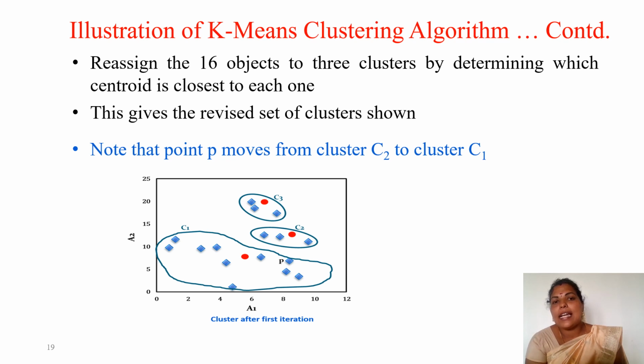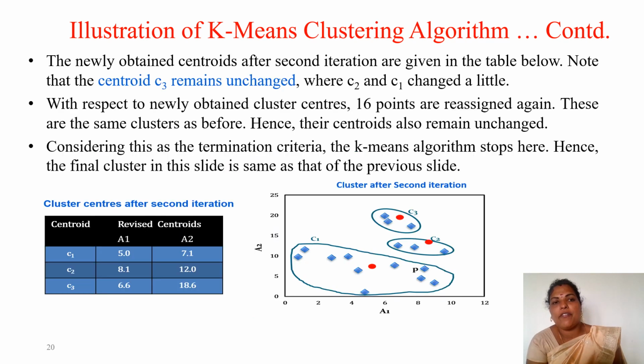So they reassign the 16 objects to 3 clusters by determining which centroid is closest to each one. This gives the revised set of clusters shown below. Here you see, note that point P moves from cluster C2 to C1. This one point moves from C2 to C1. So finally, the newly obtained centroids after the second iteration are given in the table below. This is the newly obtained centroid after the calculation of the centers.